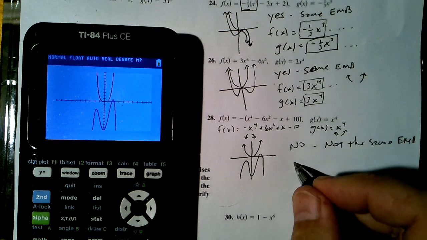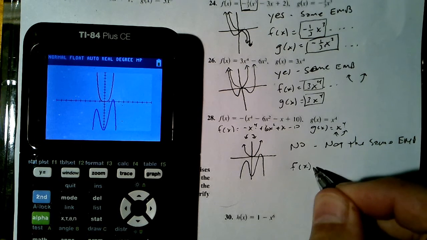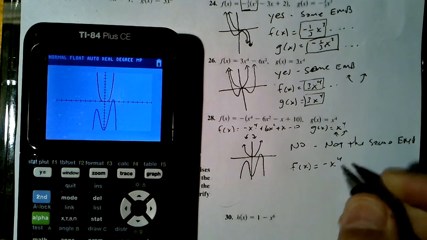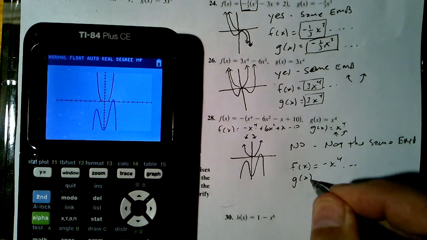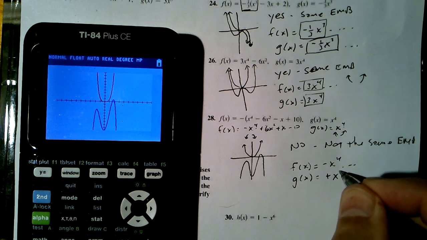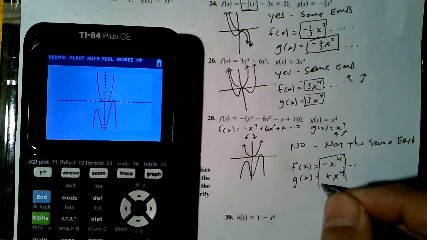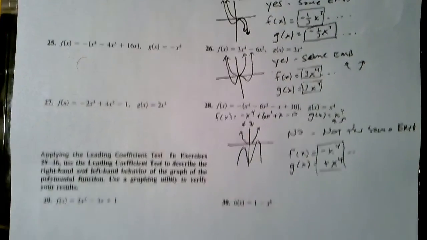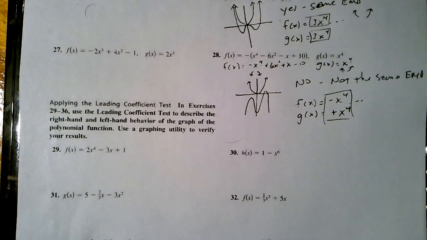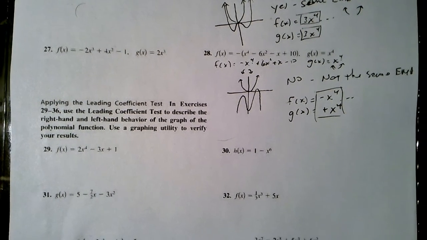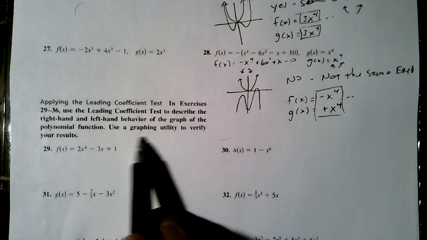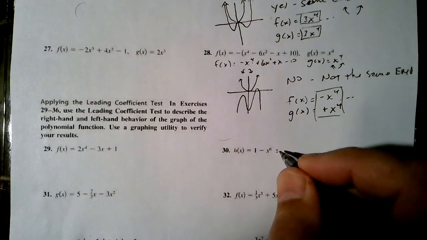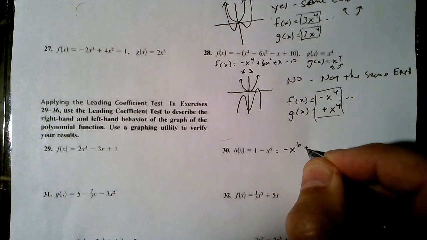That's because negative f of x is negative x to the fourth, dot, dot, dot, but g of x is just positive x to the fourth. Okay, and truthfully, we could do this without seeing the graphs, and that's what they have us do in the next section. Use the lead coefficient test to describe the right and left hand behavior of the graph of the polynomial function. So this is negative x to the sixth plus 1.